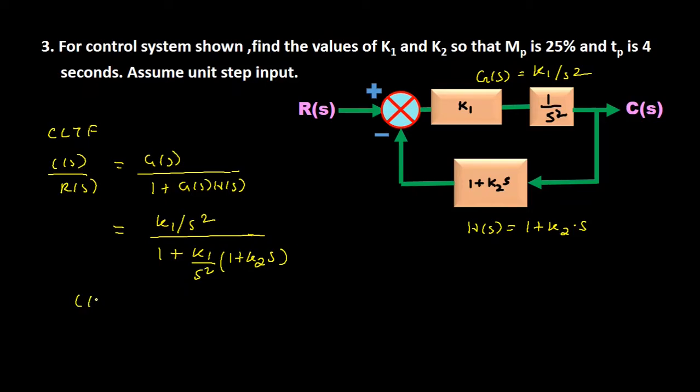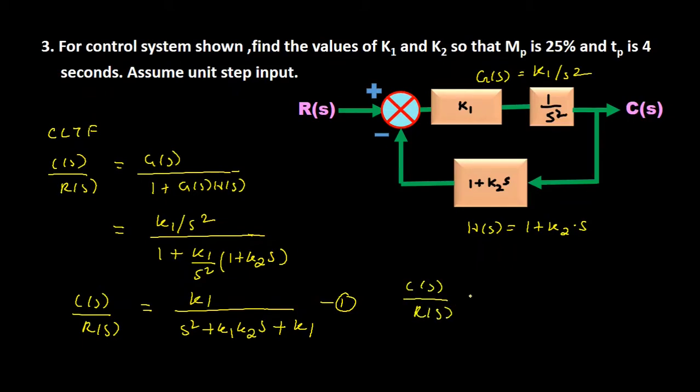When we solve this, we will get C(s)/R(s) is equal to K1 divided by s square plus K1 K2 s plus K1. Let this be equation number 1. Now we have to compare this equation with the standard equation of closed loop transfer function of second order control system, which is C(s)/R(s) is equal to omega n square divided by s square plus 2 zeta omega n s plus omega n square. Let this be equation number 2. Now we will compare equation number 1 and 2 and find the value of zeta and omega n.